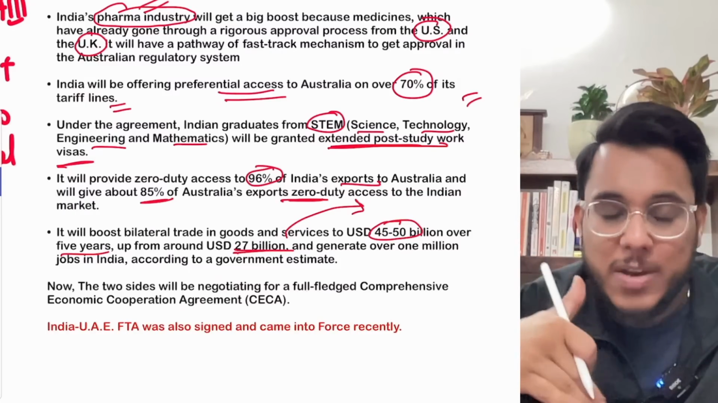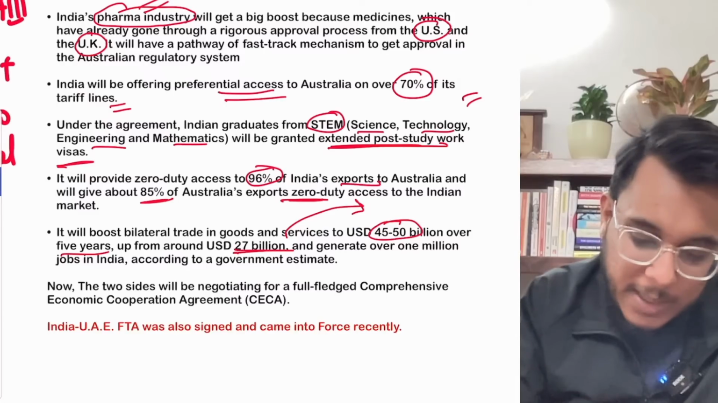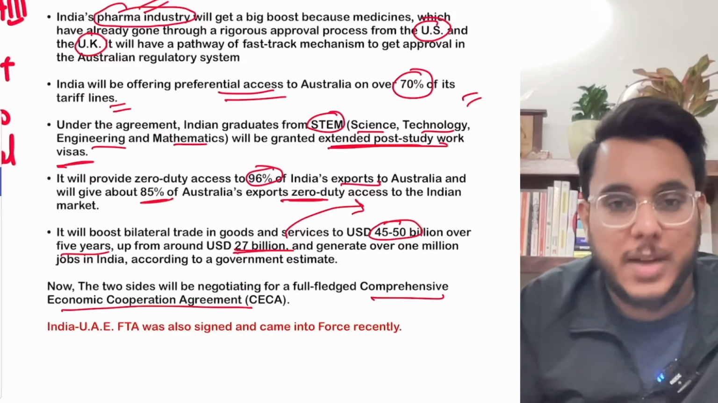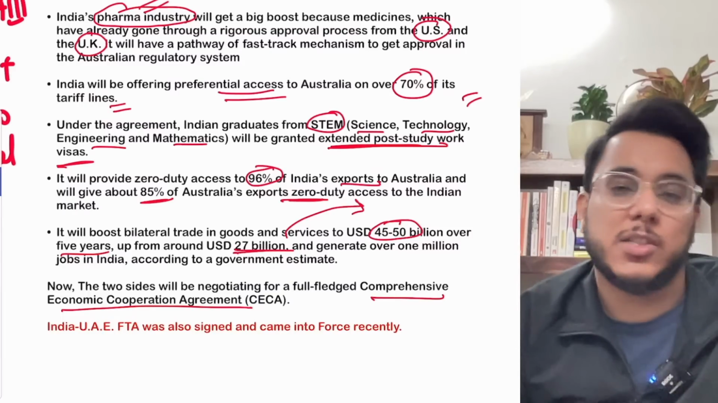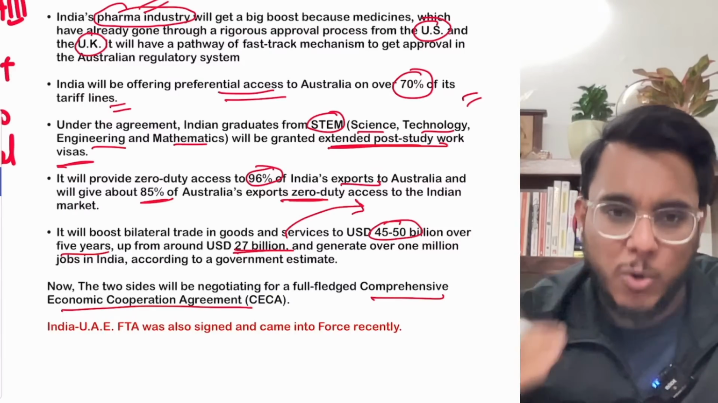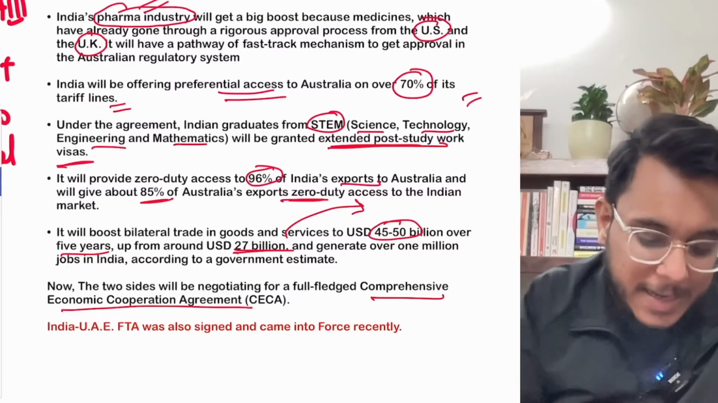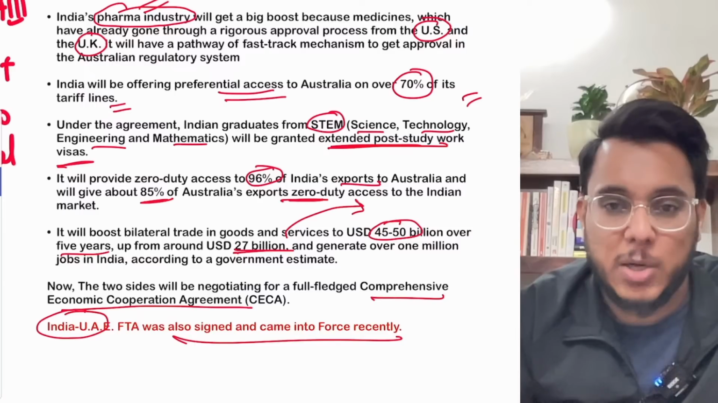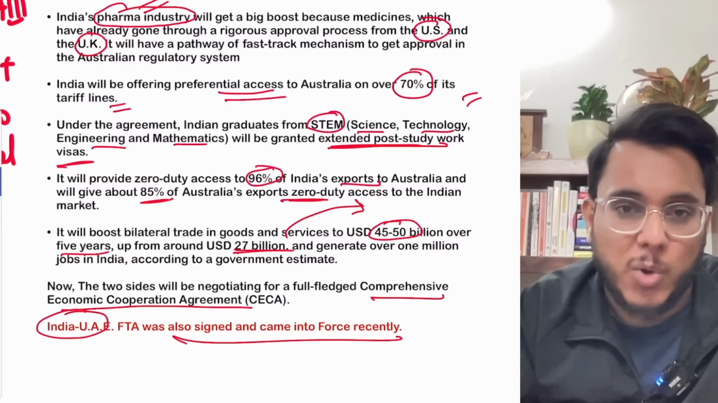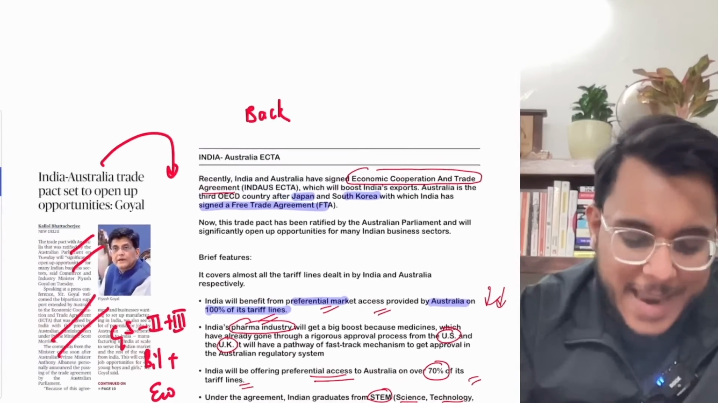And after that, we might go for the Comprehensive Economic Cooperation Agreement (CECA), which is the most expanded version of the free trade agreement. So after this, we might go into that also. Recently, the India-UAE FTA was also signed, and it has come into force recently. This is also one more development that has happened. So guys, this ECTA was signed.